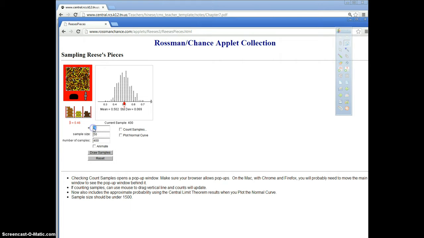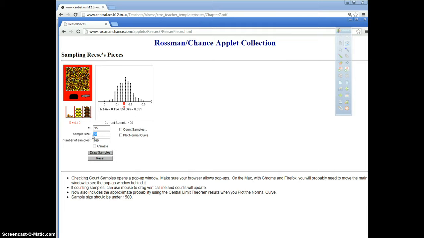What if I change this to 0.15? Let's reset this and draw these samples. Notice that still I am unimodal, relatively symmetric. My mean is 0.154, it's very close to the population proportion, and my standard deviation is still very small.